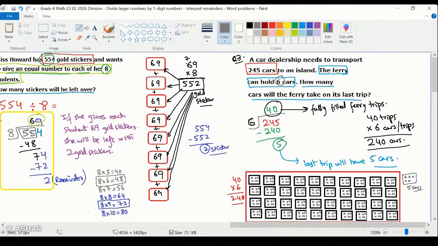So these 5 cars will go on the last trip, because the question is asking how many cars the ferry will take on its last trip. That means on the last trip there would be only 5 cars. Or if they had asked how many total trips there are, then we would say 40 full ships and one with 5 cars, 41 trips. The last trip will have 5 cars on it.